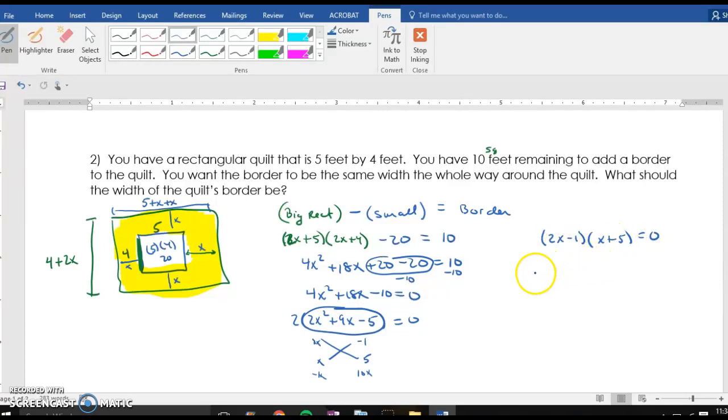Well, right away, when I set these equal to 0, x is equal to 1/2 here, x is equal to negative 5 here. Which border makes sense? The 1/2. So the width of the border would be 1/2 on each side, all the way around.